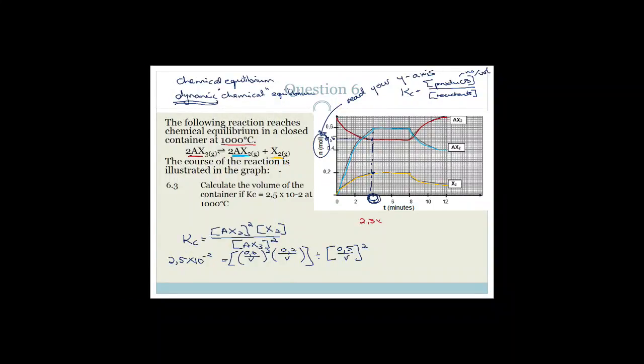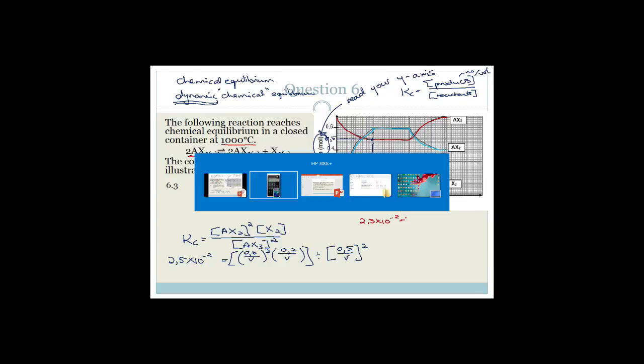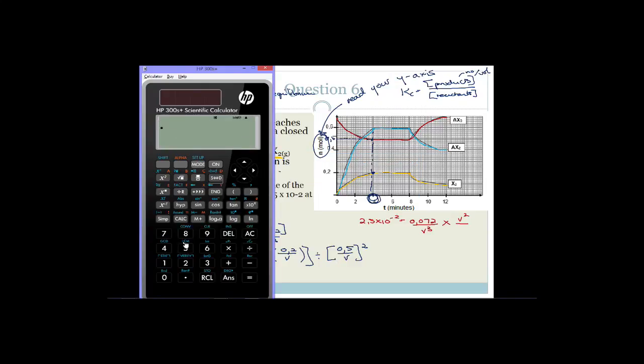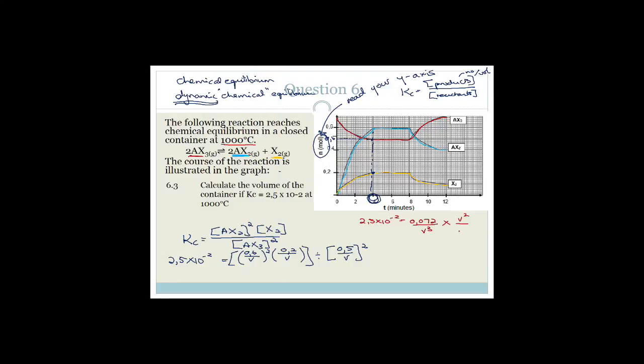So we've got 2.5 times 10 to the negative 2 is equal to 0.072 all over V cubed divided by, which means we're tipping and timesing, times V squared over 0.5 squared. If you don't know what 0.5 squared is, let me show you. 0.5 all squared equals 0.25. So it becomes 0.25. Do you agree these V squareds cancel with this V? Okay, so you end up with 2.5 times 10 to the negative 2 is equal to 0.072 over 0.25V.